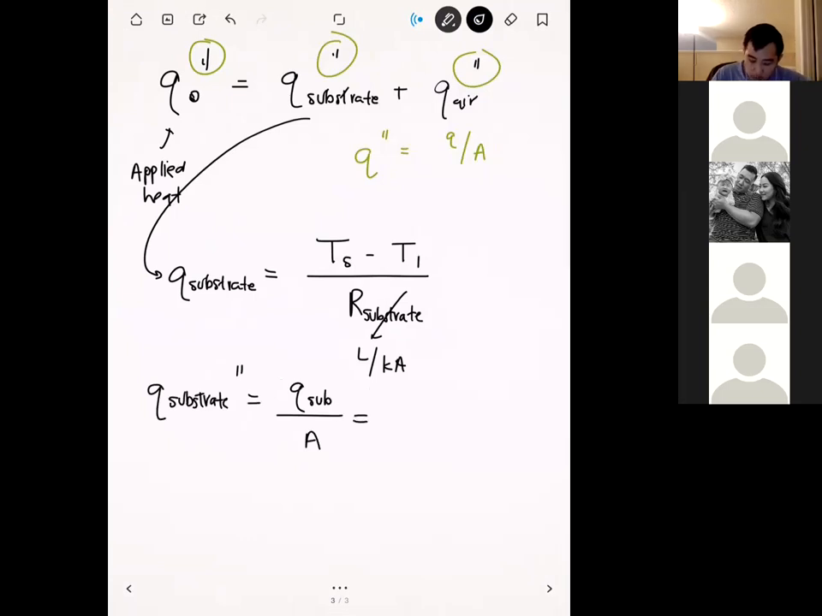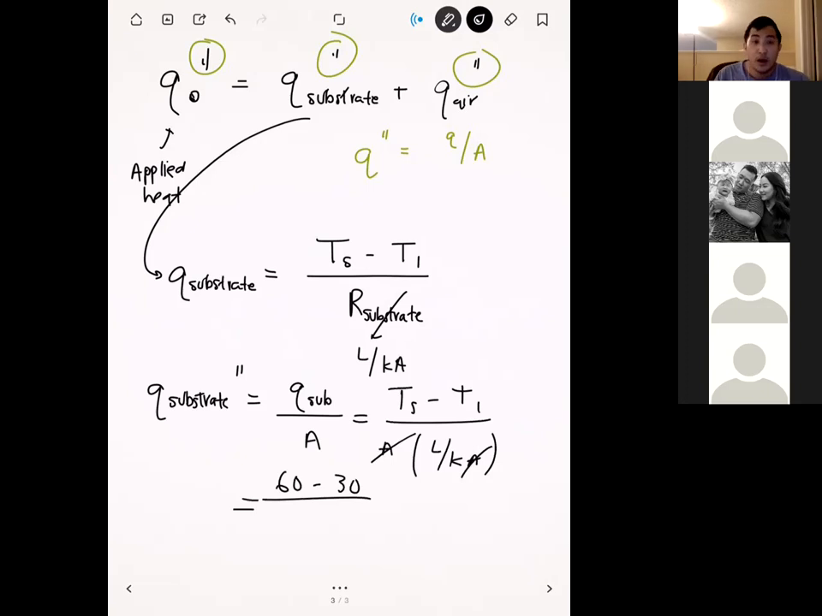And so if we plug that into our expression here, we have Ts minus T1 all over A times L over KA, right? We see that the areas cancel out, and then we don't need to worry about the area. And so we plug everything in because we know Ts is 60 degrees. We know T1 on the back of the substrate is 30. So this will be 60 minus 30.